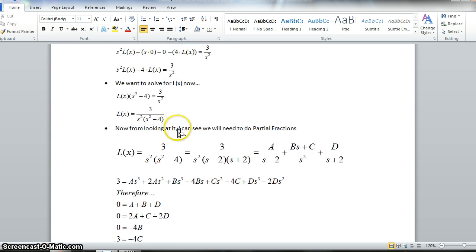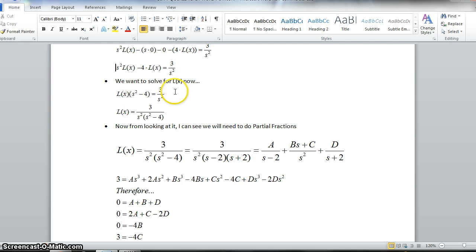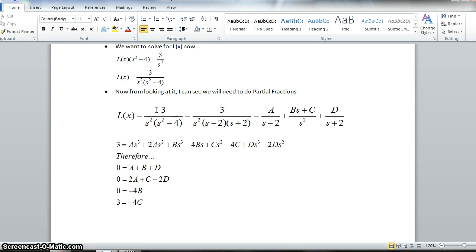And now what we want to do is solve for L of x, or Laplace of x, and so I factored out this s squared minus 4, which are the two terms with Laplace of x, and then we'll divide by s squared minus 4 on both sides to get L of x by itself. And so we have this term right here. And now looking at it, I can tell that I'm going to have to do partial fractions, and so I spread it out partial fractions wise into 3 terms, because s squared minus 4 is equal to s minus 2, s plus 2.